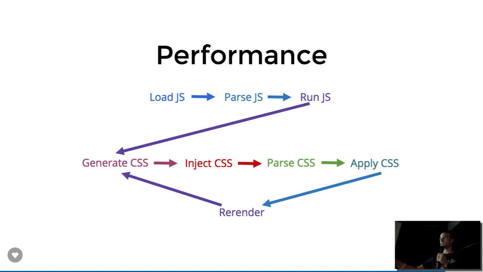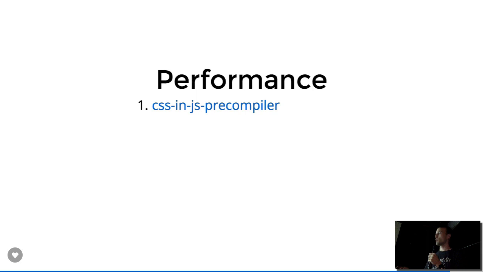Most of the CSS and JS solutions have this piece pretty quick. Like they're able to generate the CSS, it's cached, and it's really fast. But it's still not as fast as it could be. So there are a couple of ways that people are trying to solve this. One thing that I'm working on is a CSS and JS precompiler.